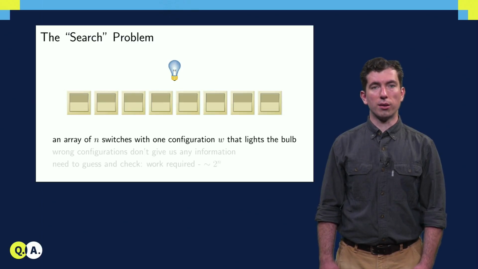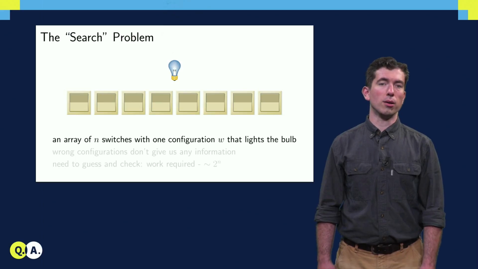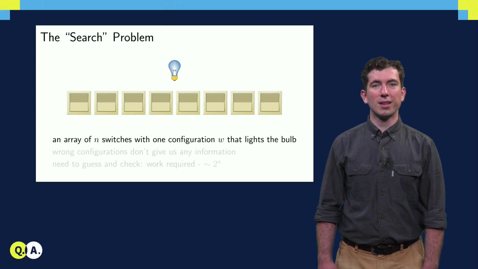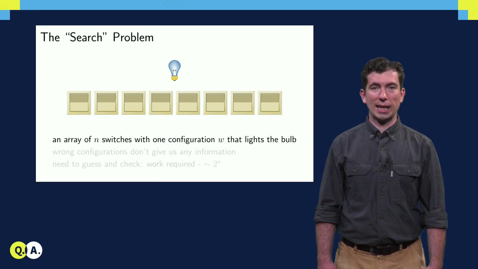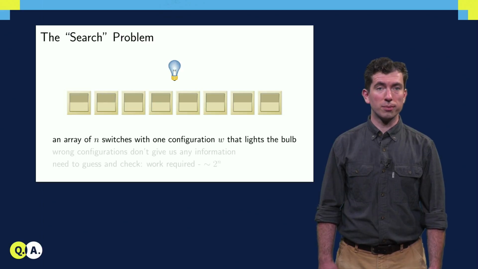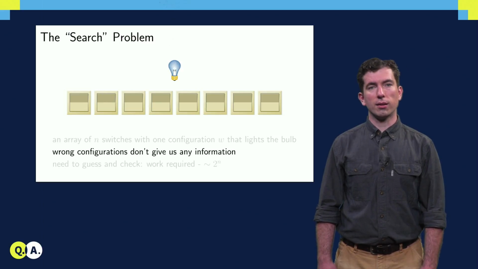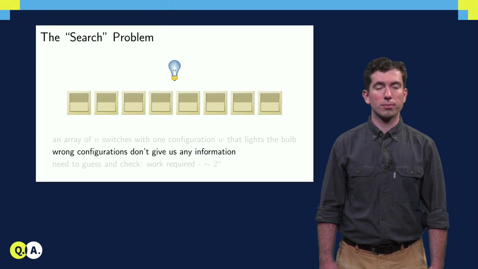Imagine that there's an array of n switches which all have to be set in a correct configuration W in order to light a bulb. Now, to make the problem difficult, some of these switches have been installed upside down, and there's no manual lying around, so the all-up configuration isn't necessarily correct as it should be. If we tried a certain configuration of these switches, some up, some down, it wouldn't tell us anything about which of the switches were set incorrectly. All we would see is that the bulb is either lit or not.